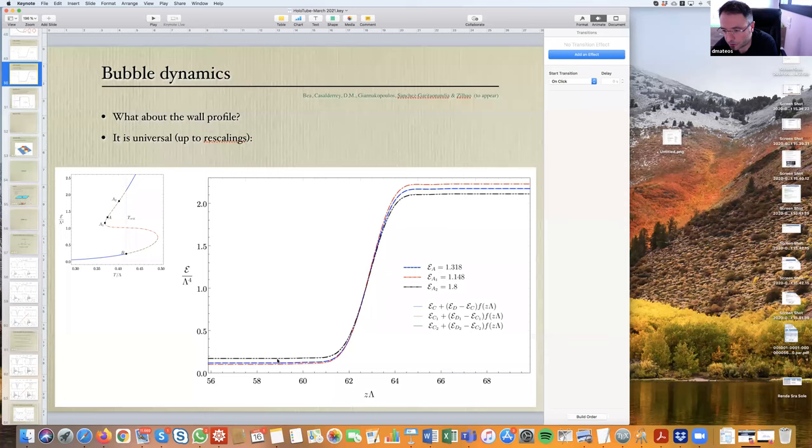But it will not predict the wall velocity. Once you specify the nucleation temperature, that will allow you to determine everything else, again, correct me if I'm wrong, except for the wall velocity. Any wall velocity is consistent with those matching conditions. It's just that given the wall velocity, you will get different relations between the energy density here and here, this jump, and so on.